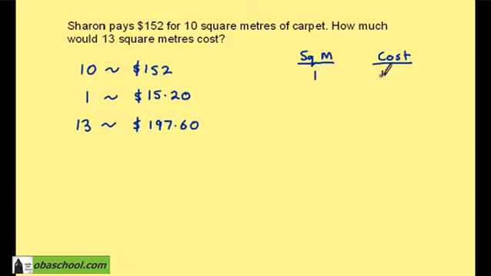1 square meter costs $15.20. 2 square meters, $30.40, and so on.